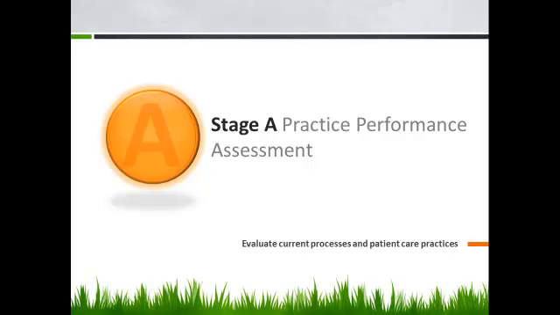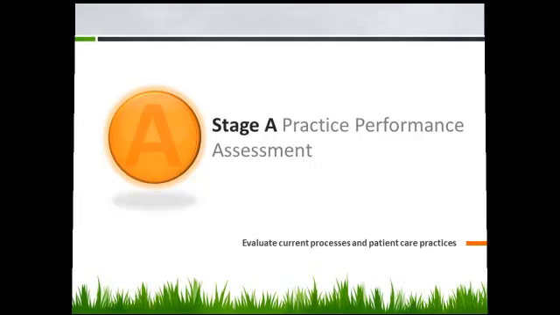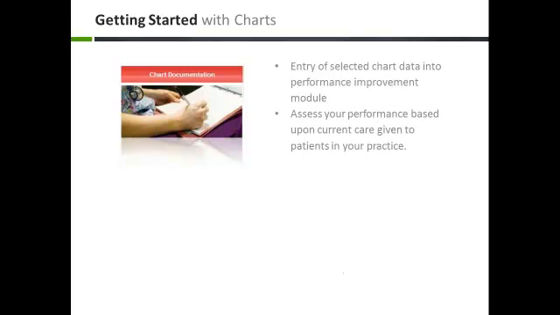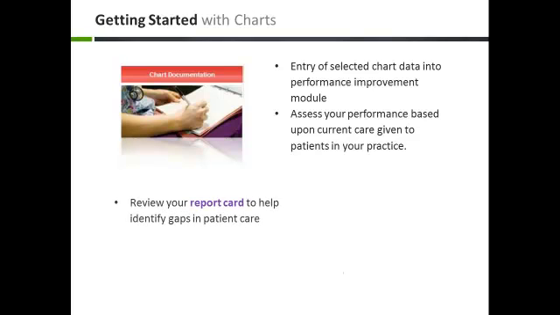Stage A is the practice performance assessment phase. You'll begin auditing a selected number of charts, generally 10 to 30, into the chart documentation section of the performance improvement module. We'll compile this data and report aggregate information, which will allow you to assess your performance based upon current care given to patients in your practice. You will begin to identify opportunities to implement changes within your practice by reviewing your report card.